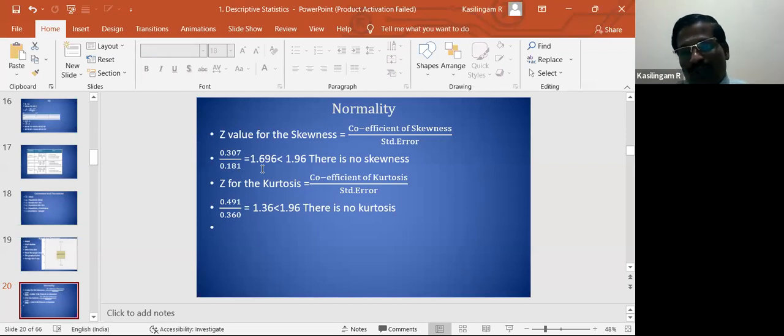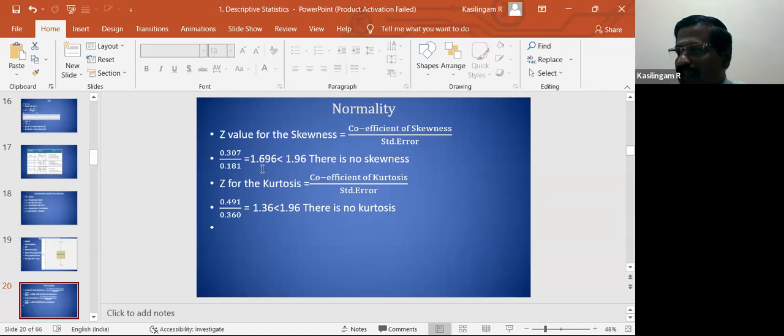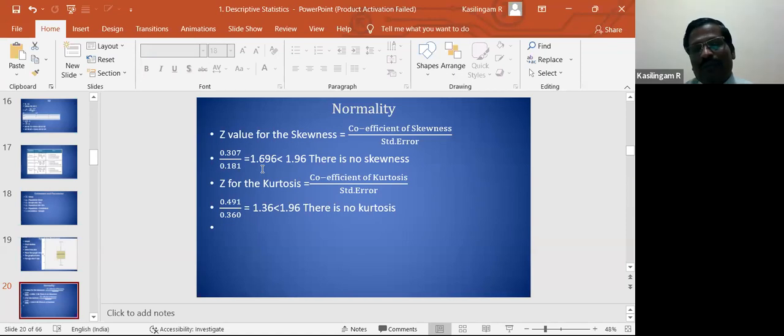When there is no skewness, which means data is normal. Clear? Yes, sir. That's all. So now this is one point. Another point, same thing.